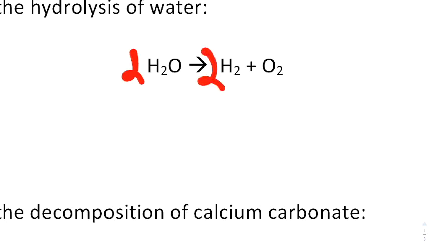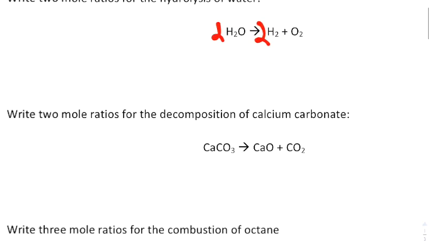Now that we have a balanced chemical equation, we can say that we have 2 moles of water to every 2 moles of hydrogen. We can also say we have 2 moles of water to every 1 mole of oxygen. Okay, looking at our next one, it says write 2 mole ratios for the decomposition of calcium carbonate.